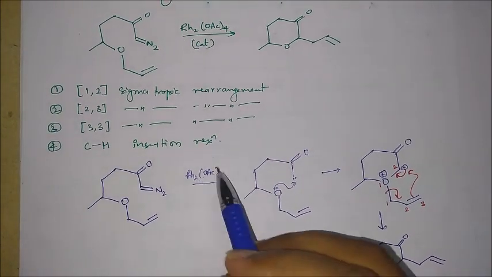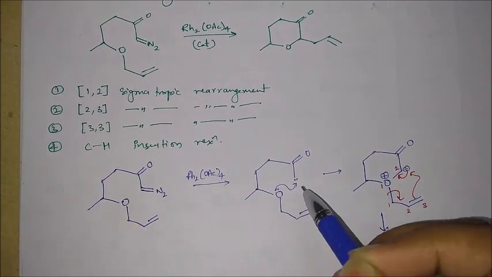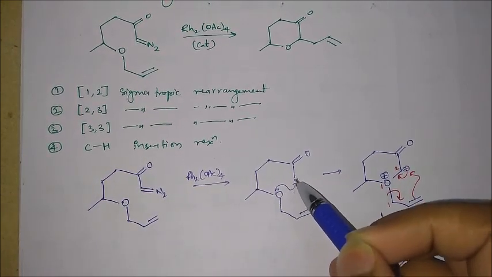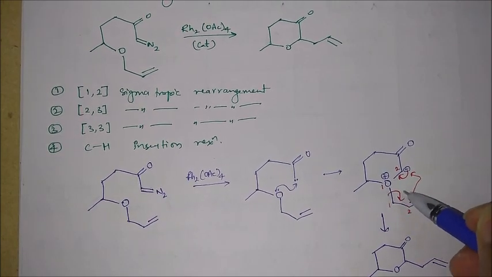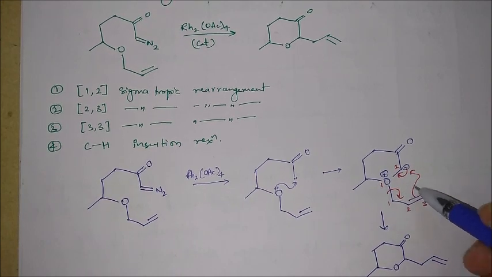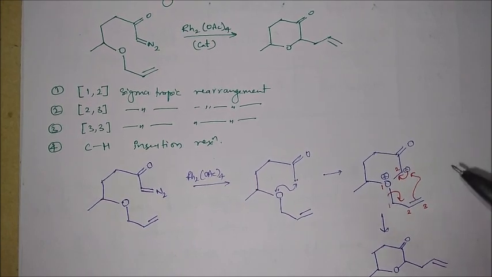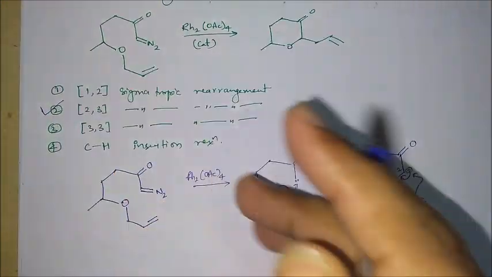First of all, you should know what this reagent will do to this compound. Now, if you understand that, then you just have to proceed with the further steps. And here you have to number which bond is getting broken and what the numbering will be. And you can easily find out, since the new bond is getting formed between 2 and 3, that's why it is a 2,3 sigmatropic rearrangement. So the correct option for this question will be option number 2.